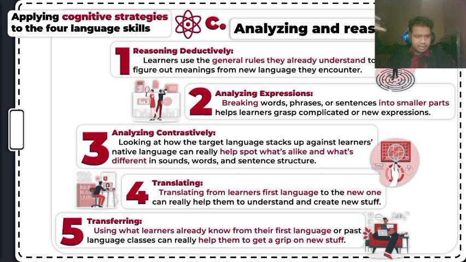As for the last one, you got transferring. Using what learners already know from their first language or past language classes can help them to get a grip on new stuff, as it works well when languages have similar words or grammar. But keep in mind that it can also cause mistakes if there are differences in meaning, how words are used, and the order of words.